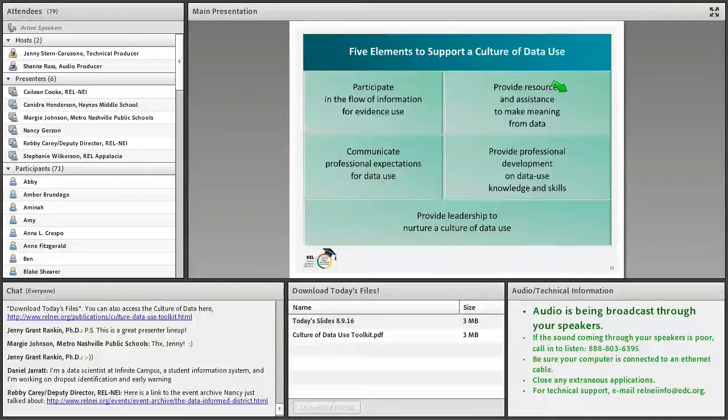So starting here up on the upper right, we'll start right in this category here. Providing resources and assistance to make meaning of data speaks to the routines and protocols that sites develop for collaborative inquiry. And data use is at its heart a process of interpretation. So it's clear from the research that with the right structures and improvement goals in place, teachers benefit from this collaborative practice and student learning can improve with the right set of inquiry structures that are established.